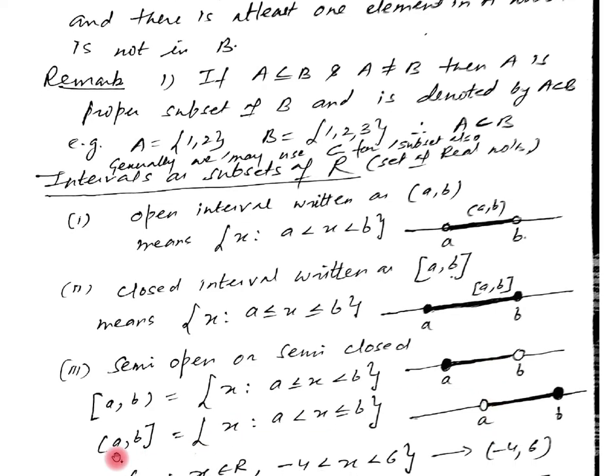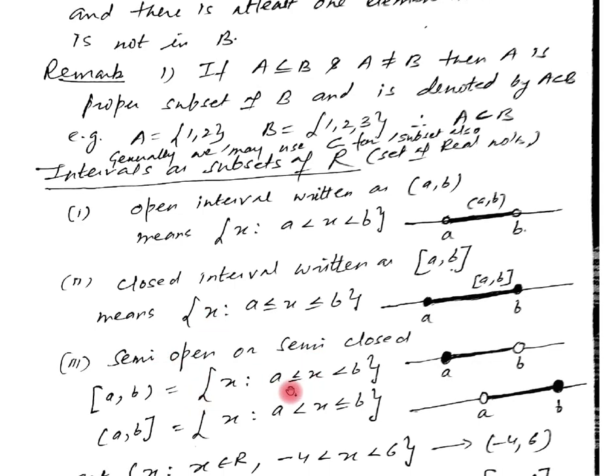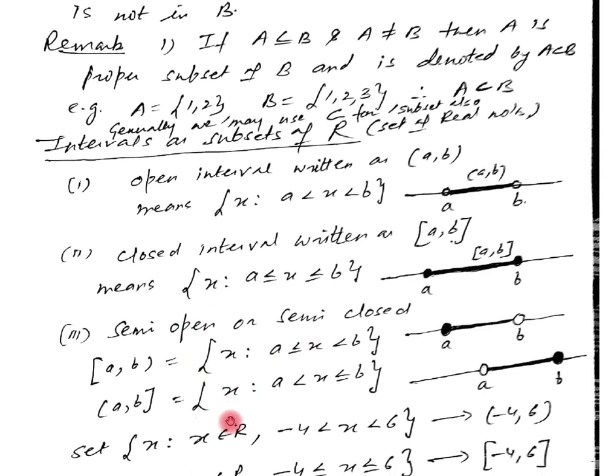Similarly, this interval is open from this side and closed from this side. So it can be written as a less than x less than or equal to b, or on the number line it can be shown like this. This end is included, this one is excluded, and it covers all the real numbers between a and b. This is an example of a semi-open or semi-closed interval. Let us write it down with the help of examples.